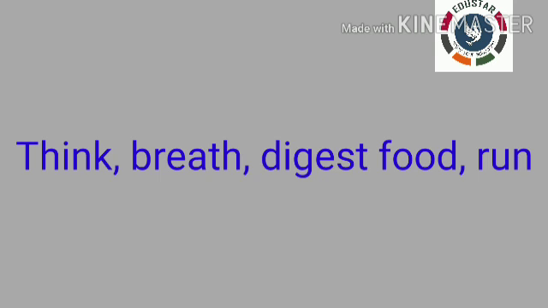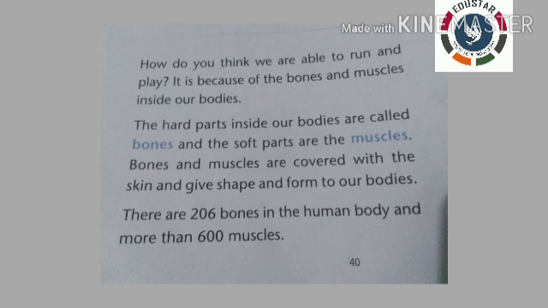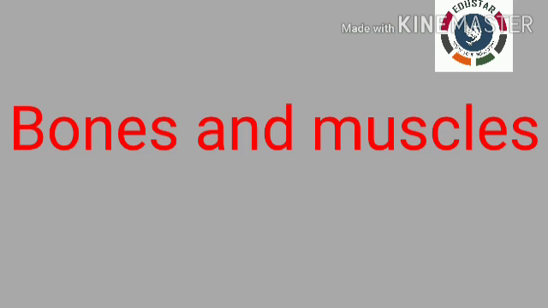Think, breathe, digest food, run. What is the odd one here? Run is the odd one because run is done externally, but thinking, breathing and digesting food are done internally. Children, in your book, about bones and muscles, they have given it simply on page number 40. Read that. But I have explained more to you. You can watch this video again and again and know more about our bones and muscles.